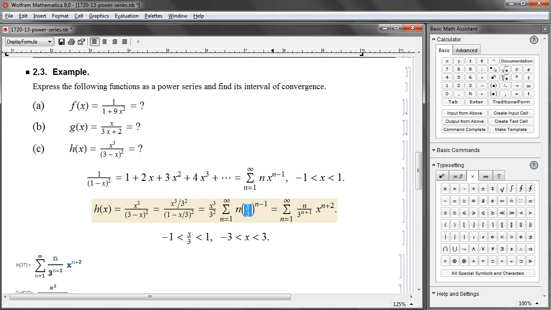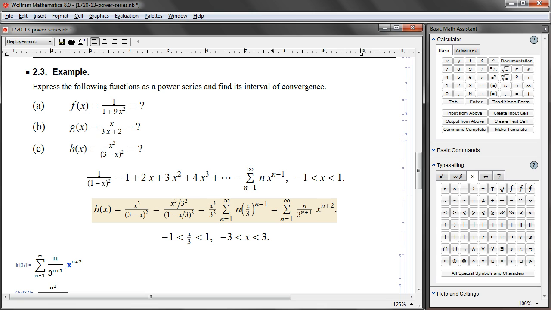After that, just a little bit of simplification. X cubed times x to the n minus first power. So we have x to the n plus second power. 3 squared times 3 to the n minus first power. So we have 3 to the n plus first power. And the numerator remains as n.